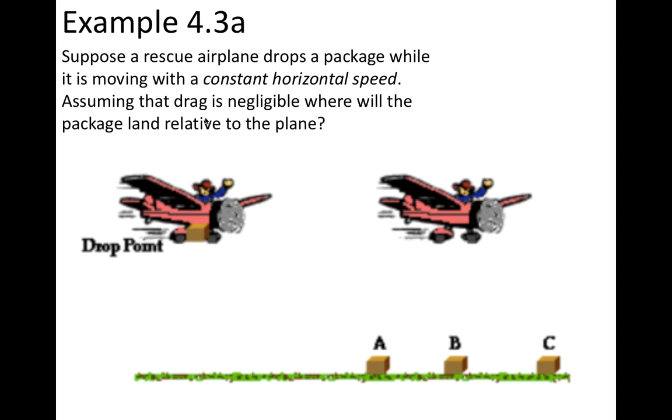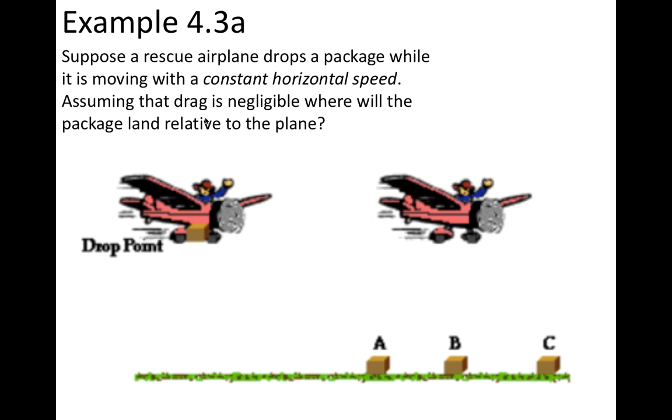Here we have a rescue airplane that's going to drop a package while moving with a constant horizontal speed. If we assume that drag is negligible, and that's a phrase that should tell you that the package is going to be in projectile motion, in free fall motion. It wants to know where will the package land relative to the plane.